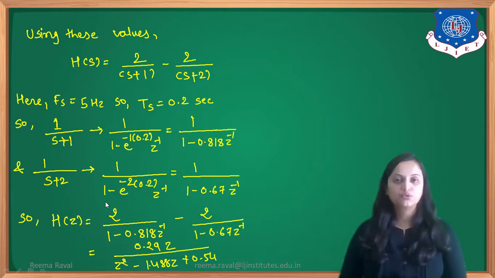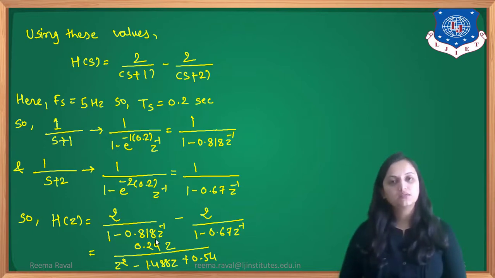Now we are combining this to get H of z, where H of z equals to 2 upon 1 minus 0.818 z inverse minus 2 upon 1 minus 0.67 z inverse. By cross multiplying these two terms and simplifying, we get H of z final value equals to 0.29 z upon z square minus 1.488 z plus 0.54. You can keep the term in terms of z inverse as well, or you can give it in terms of positive powers of z by simplifying it further.